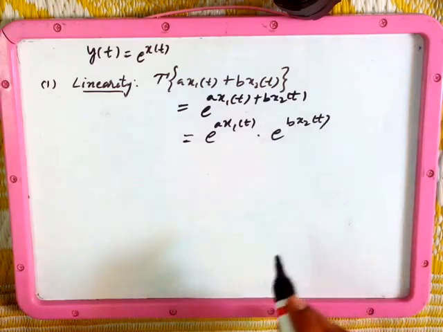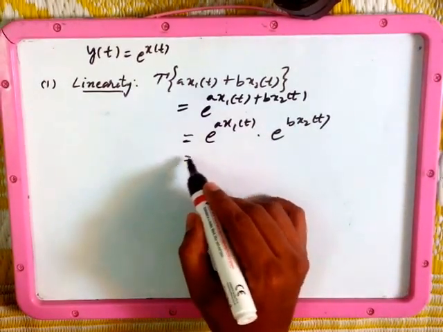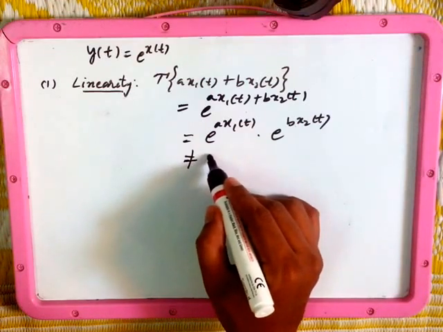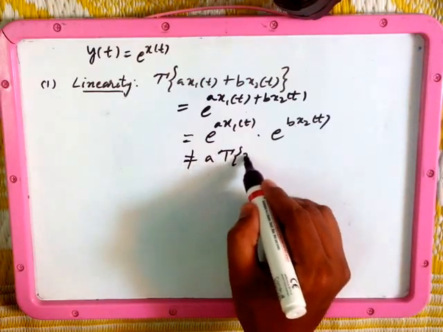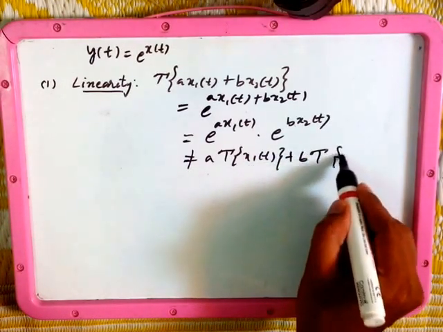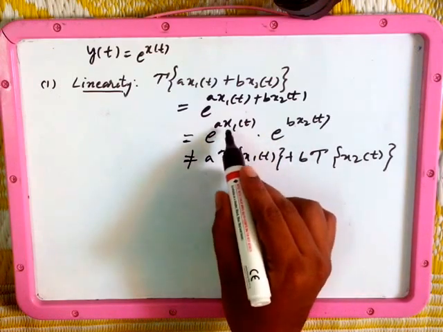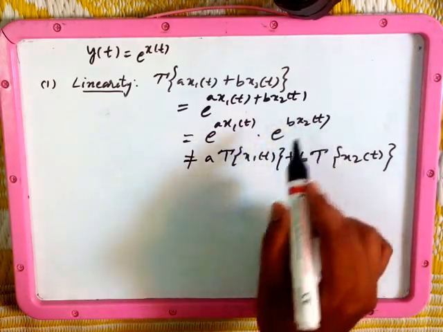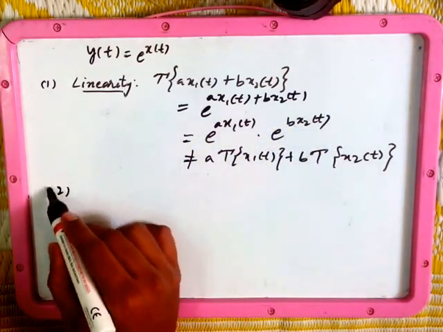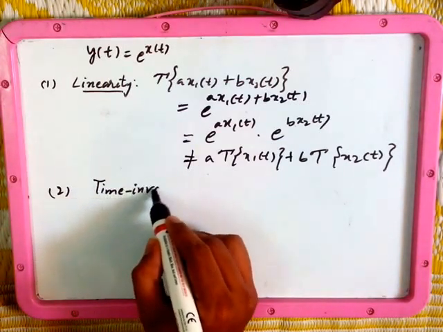Which means the answer is not exactly the sum of two variables, which is nothing but a T of x1 of t plus b T of x2 of t. So the answer is in the product form, e raised to a x1 of t into e raised to b x2 of t. Now the second property is the time invariant property.